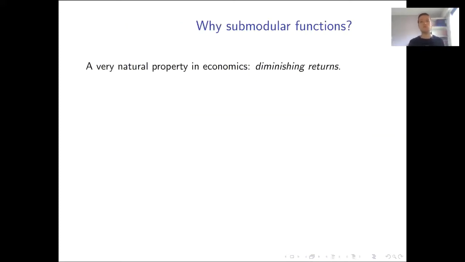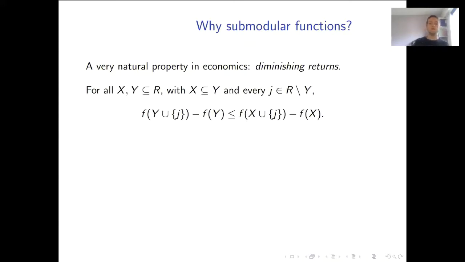So why do we study submodular functions? First, because they have a very natural property in economics called the diminishing returns property. Formally, for any two subsets of resources with X a subset of Y, and every resource j that is not in Y, the marginal gain of receiving resource j is smaller with respect to Y than with respect to X. So the marginal value of a resource decreases with what you already have. It's a very natural property.